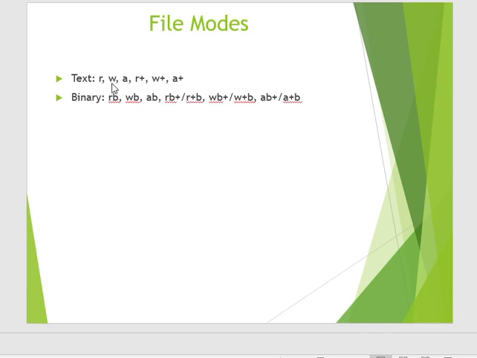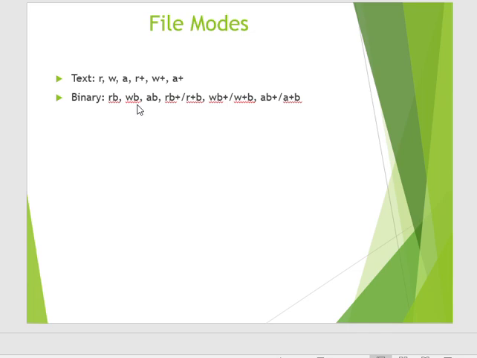When we talk about W or WB, it is for write only. If the file does not exist, the file is created. If the file exists, Python will truncate the existing data and overwrite the file. So this mode must be used with caution.